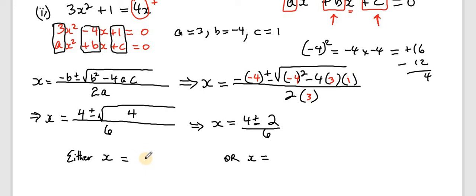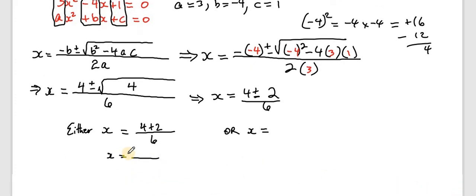All right, so we're gonna use the either or. So either what? Tell me. 4 plus 2 over 6. Right, Mikhail? And that will give us what? 4 plus 6 over 6. 6 over 6, which is what? 1. Right. X equal 1.